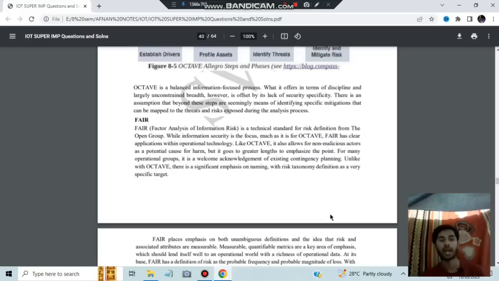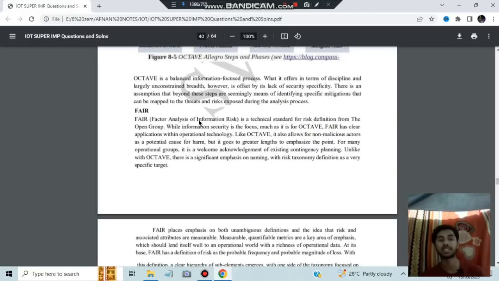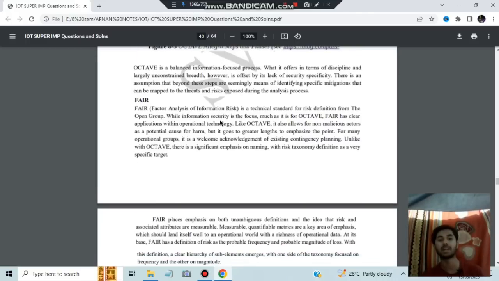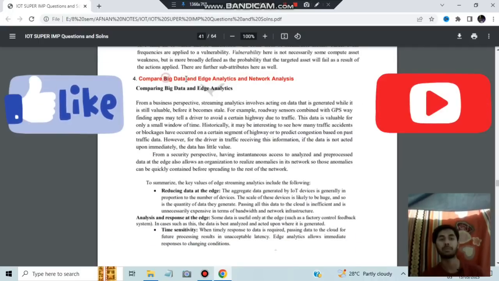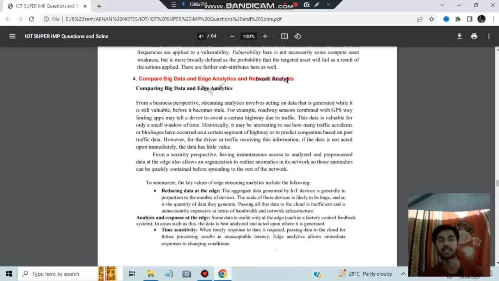FAIR is also the same thing: factor analysis of information risk. Again, it does the same thing. A few technical differences are given here, you can go through it. Next, we have compare big data, edge analytics, and network analytics. What are the differences between them? Big data is concerned with storing the data in the most efficient manner. And edge analytics is based on handling the data and processing it.